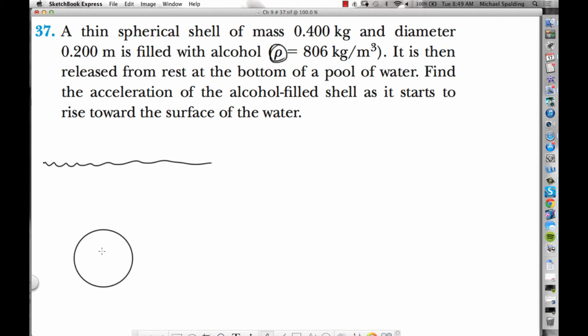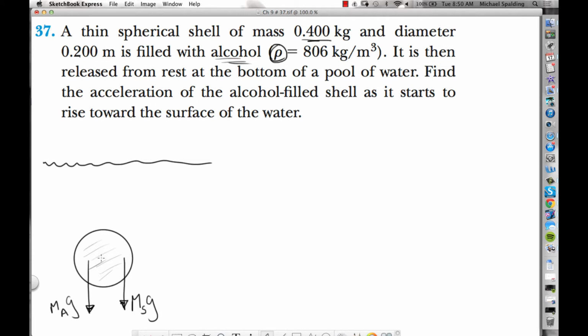All right, so we got to start by doing a free body diagram. So what are the forces acting on this sphere? Well, we have mg down for the shell itself. Just the material that makes up the shell has a mass of 0.4 kilograms. So this will be mass of the shell times gravity. And then what's the other downward force? What goes into the shell? Alcohol. The shell gets filled up with alcohol. So we have mg down for the alcohol. So that's going to be mass of alcohol times gravity.